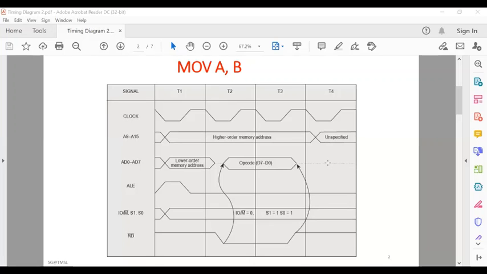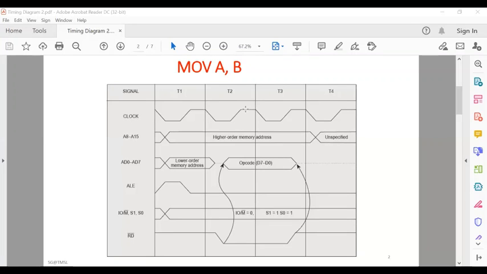When it is decoded and executed, no address or data bus is needed because these buses are already used. You have to store it somewhere else. Where will it be stored? It will be stored in the instruction register and the instruction decoder circuit. At that time you don't need the address bus and data bus. That's why the address bus is unspecified in the last cycle, the T4 T state, and it is given as a dotted line signal. The rest of the signals will remain the same. So this is the timing diagram of the MOV A comma B instruction.